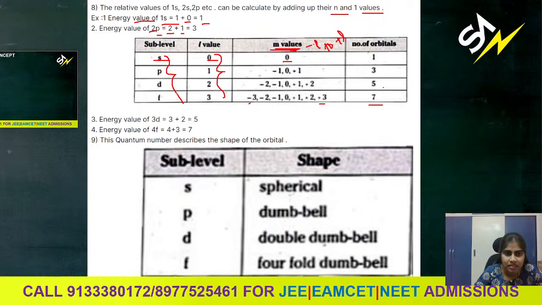So these are the energy values and the M values, and this quantum number describes the shape of the orbital. It means every orbital has a certain shape that is shown by this azimuthal quantum number. S is in spherical shape. So this is a very important point in describing these orbitals. S is spherical, P is dumbbell, D is double dumbbell and F is fourfold double dumbbell. You can see this. You need to write this column also.